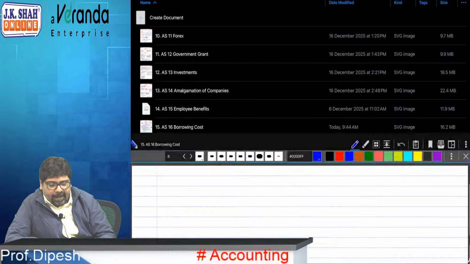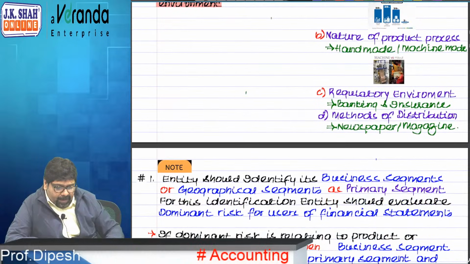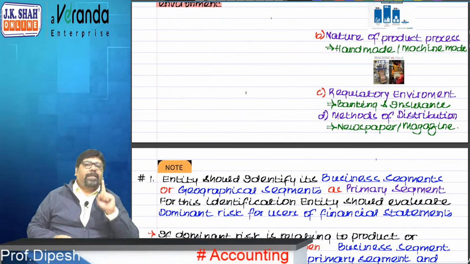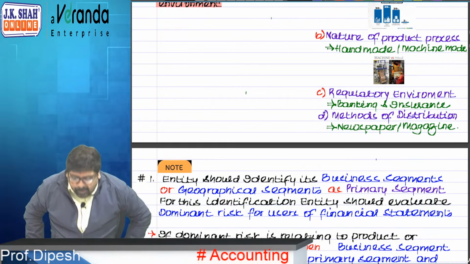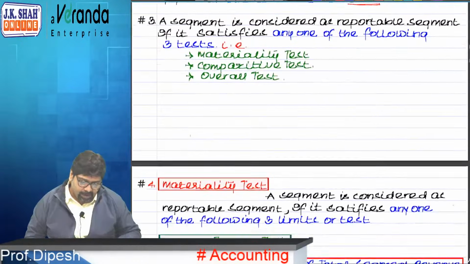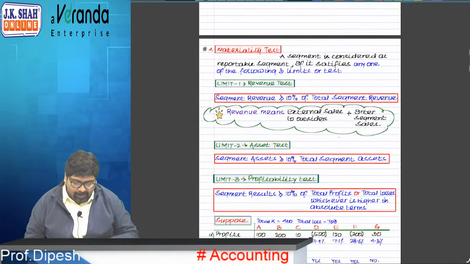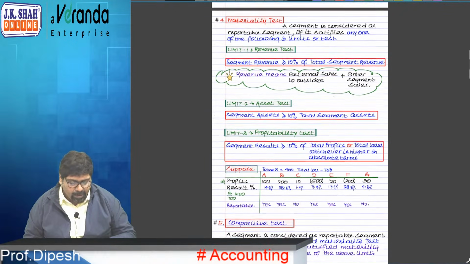AS 17 segment reporting. In segment reporting, what is segment? What is reportable segment and what you are supposed to report? These three things you are supposed to know. Correct?